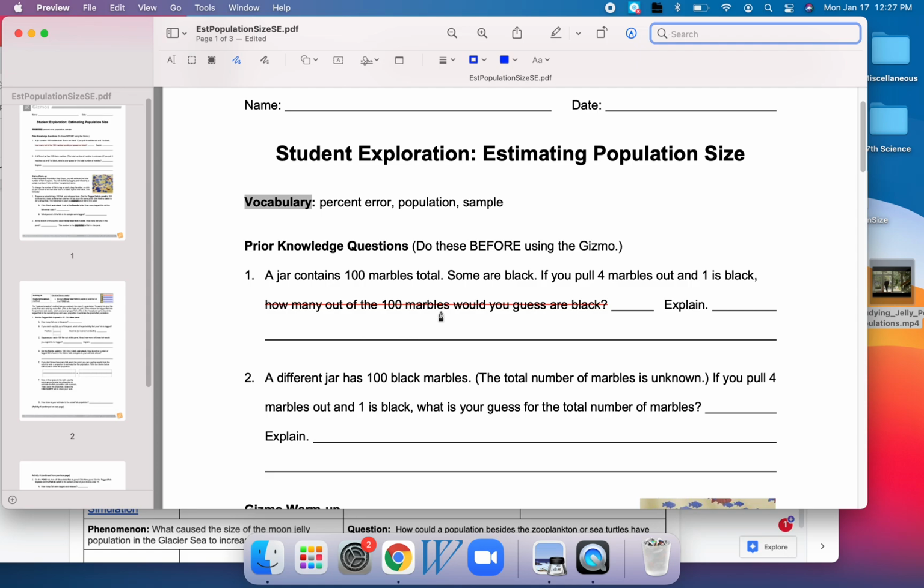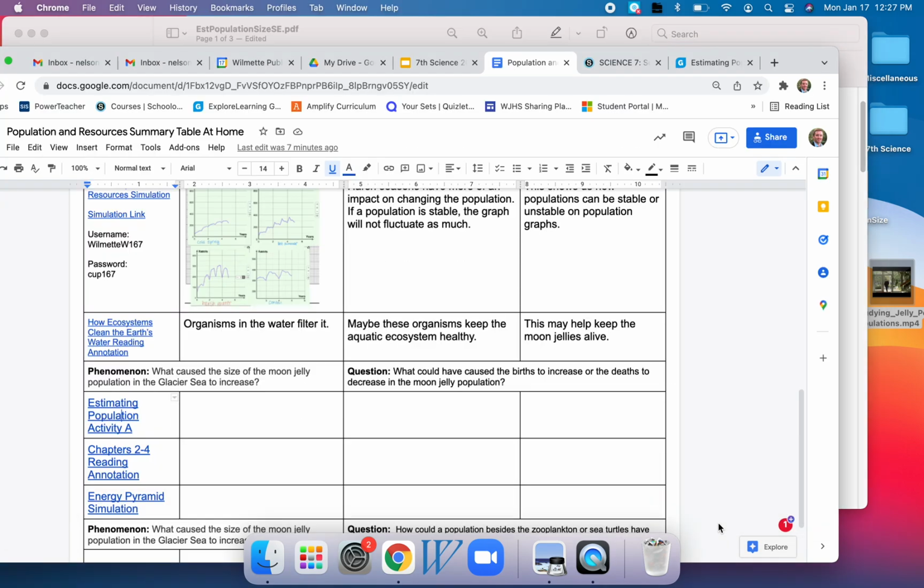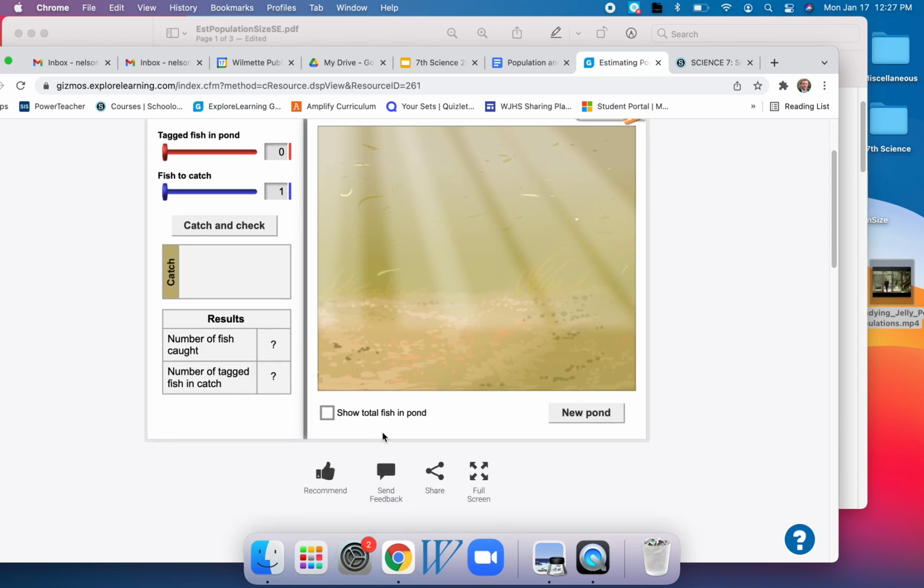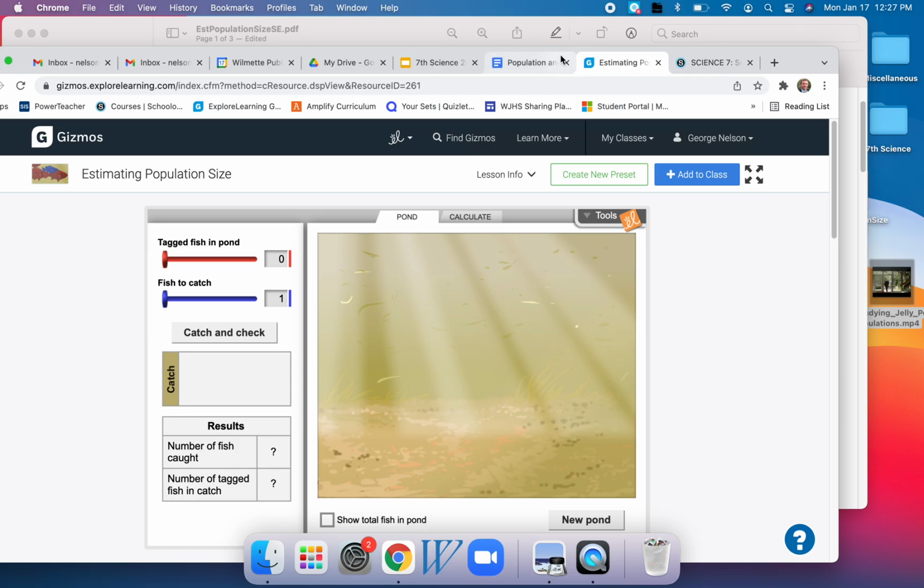Okay, I'm assuming you have the worksheet pulled up. I will also put the link below to access the simulation. Here's our simulation, tagged fish, fish to catch. Interesting how this is going to work out.